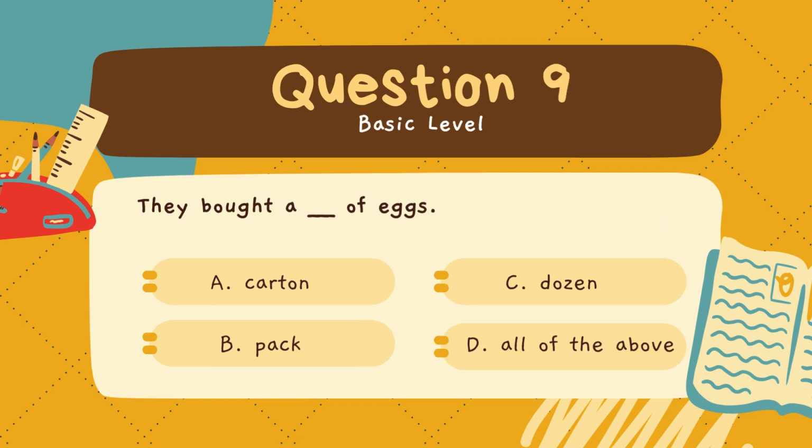Question 9. They bought a of eggs. A. Carton. B. Pack. C. Dozen. D. All of the above.